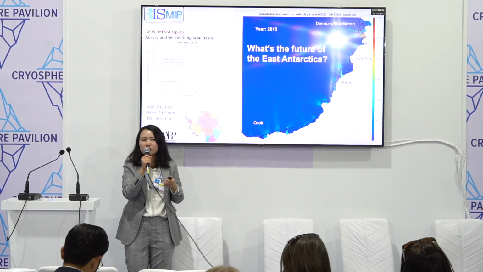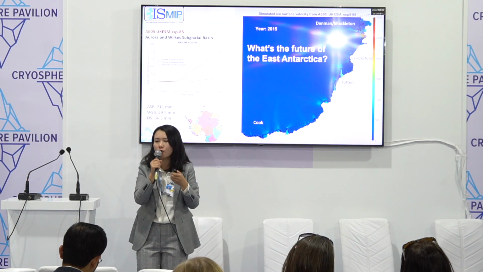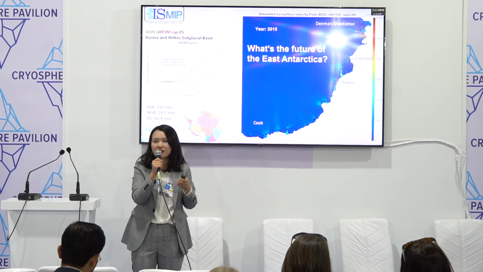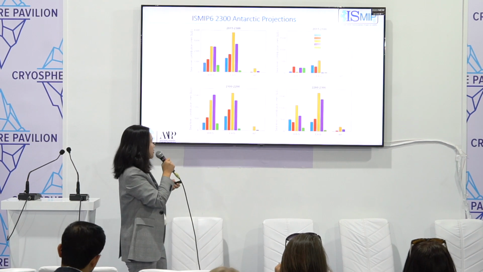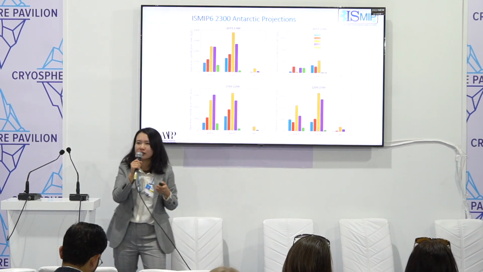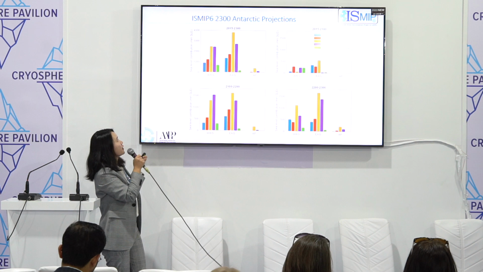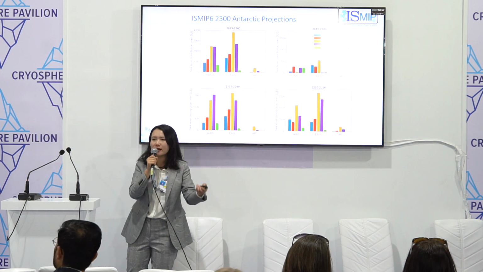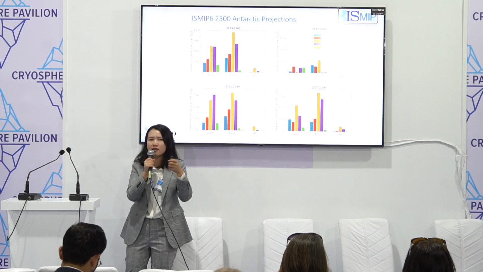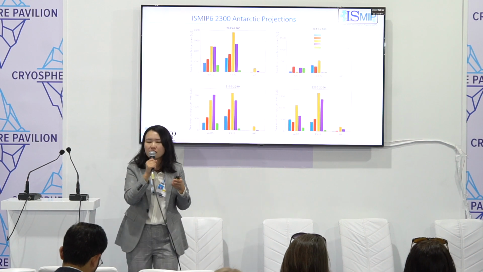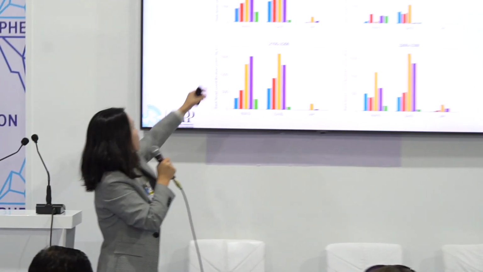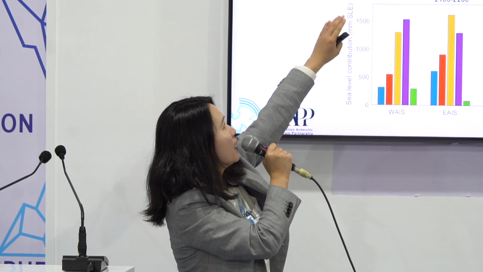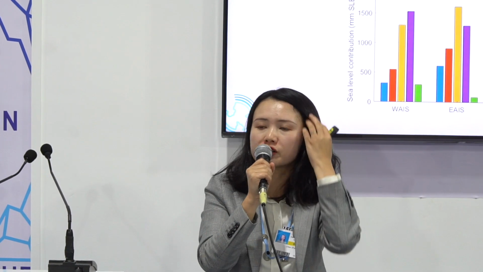Okay, so what's the future of East Antarctica? That's one of the key questions I really want to address in my future research. Here's another plot. It shows the regional changes for West Antarctica and East Antarctica across 3 different time periods. The top left is across the whole 300 years.